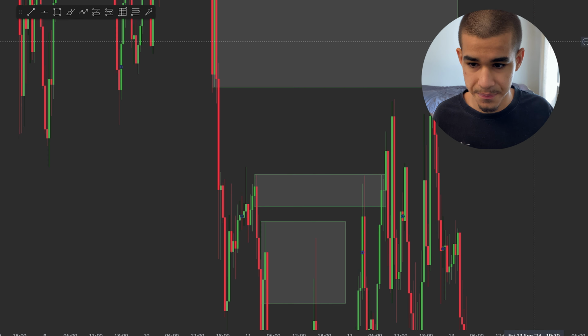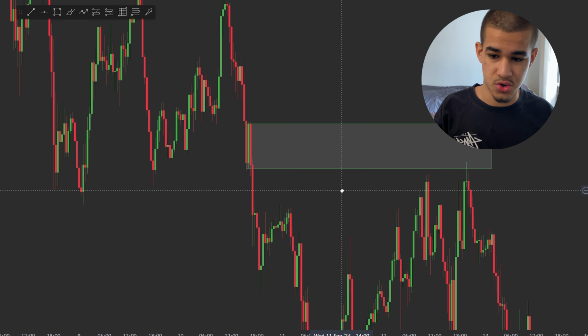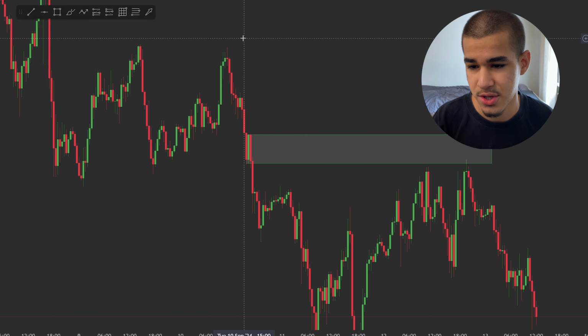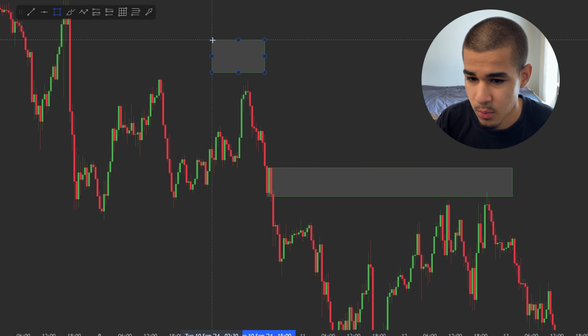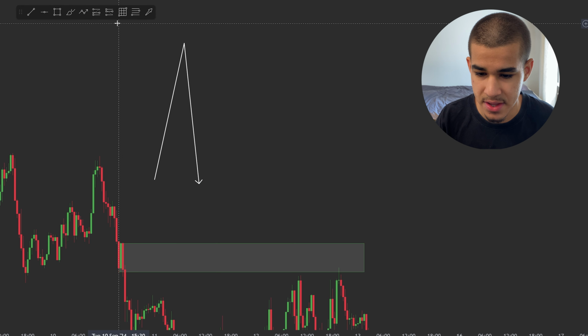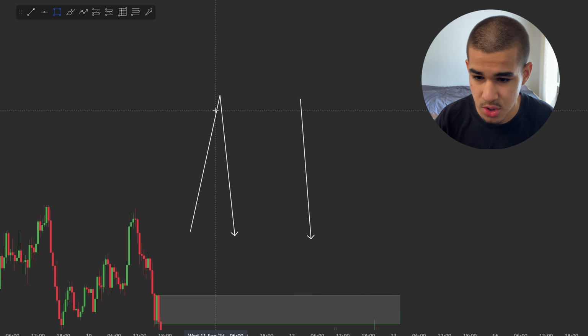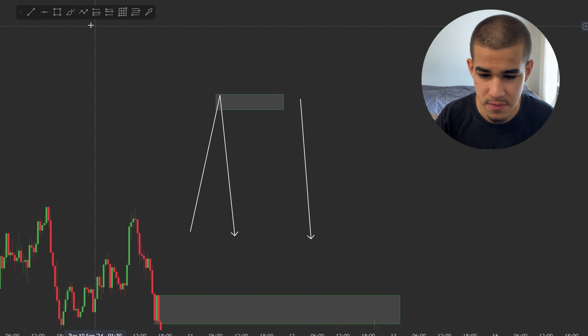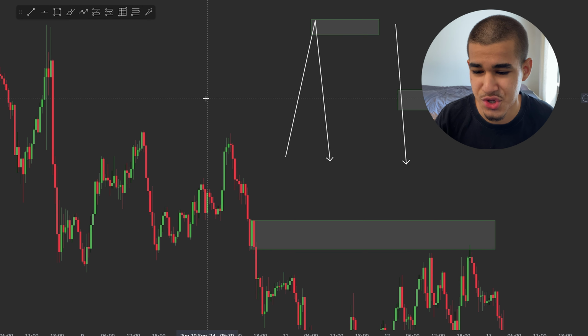There you go. Also, a bad thing about drawing out zones is that you would like your zone to be part of a top move. As you can see here, what I mean is you would like your zone to be right here instead of right here. You would like your zone to be on top of a move instead of the middle of a move, as you can see like this. Now, it doesn't make this trade invalid, it just makes it lower probability.